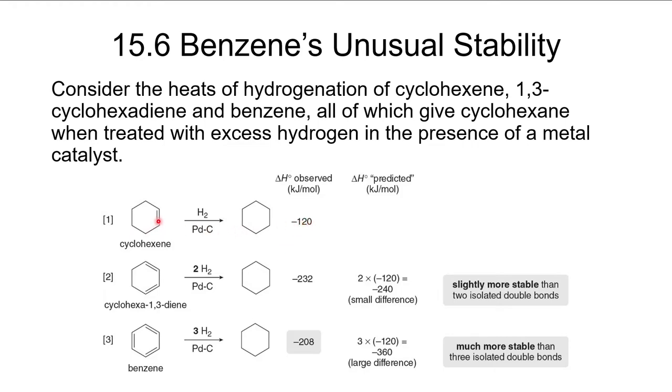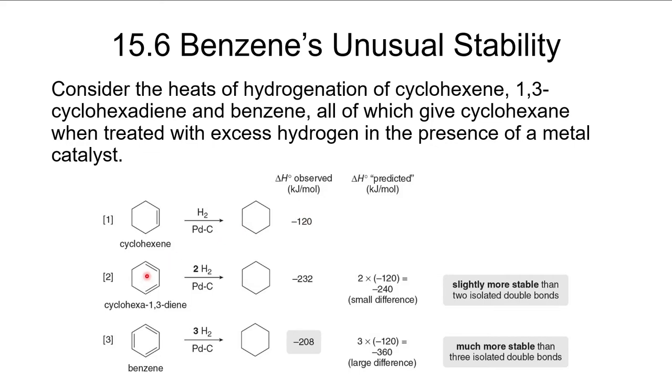So for cyclohexene, when you hydrogenate it, it's exothermic by 120 kilojoules per mole. And that's sort of our reference point. So one carbon-carbon pi bond, when we hydrogenate it, about 120 kilojoules of heat is given off.